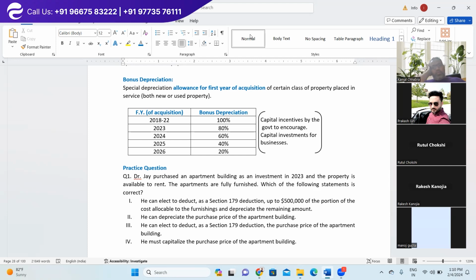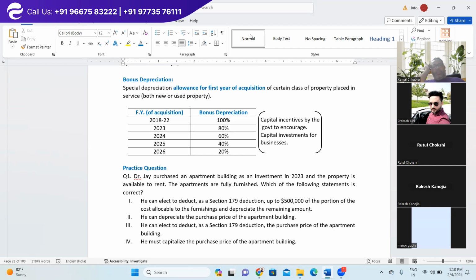So what is the call of the question? Which of the following statements is correct? Out of these four statements, which statement sounds correct? First is he can elect to deduct a 179 deduction up to $500,000. Have we read any such limit so far? No. So the first is incorrect.